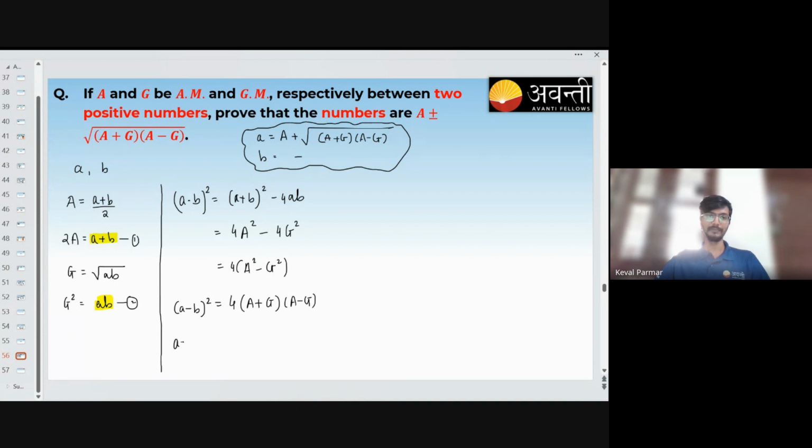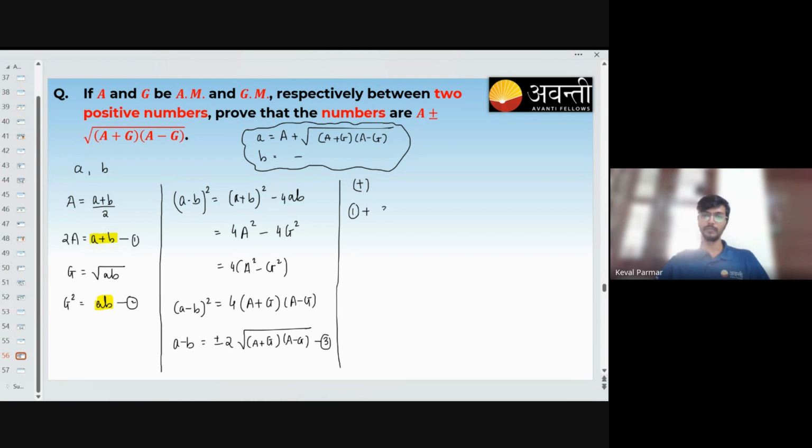So what is a minus b equal to? Plus minus 2 under root of (a plus g) into (a minus g). So same, you can consider any value, either positive or negative. Suppose I take the positive value. So what can I do with equation 1 and equation 3? Same thing we did. We'll add it.